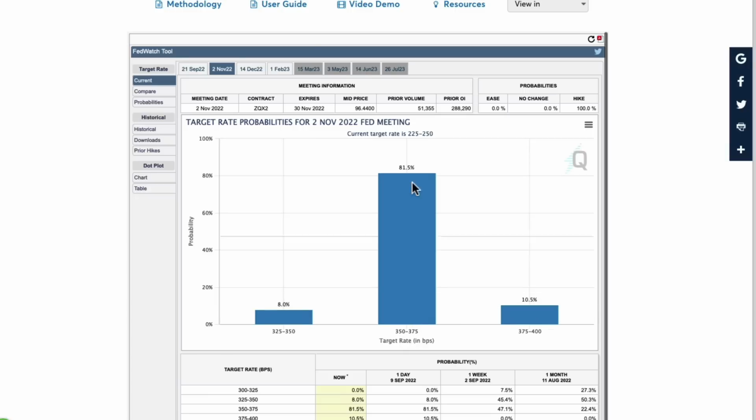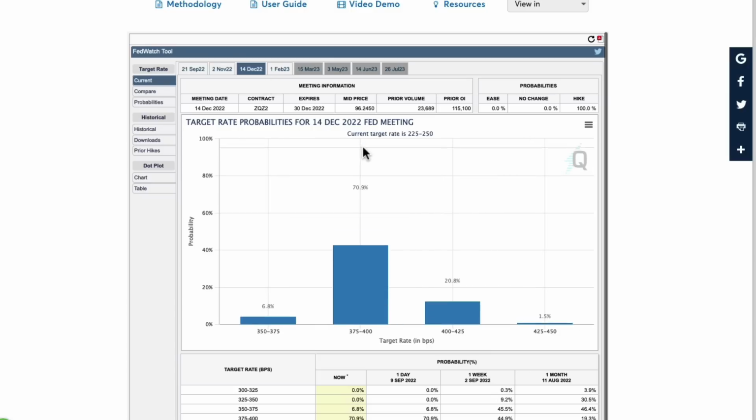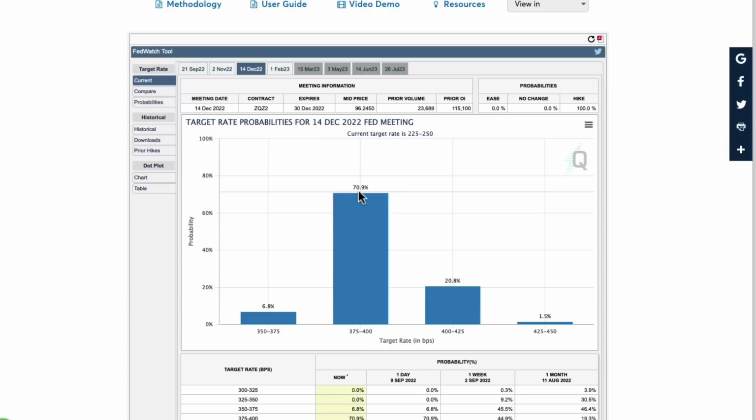And there we are, 350 to 375, 81.5. So we're looking at a 75 followed by a 50. That's 125 basis points in those two meetings based on these bets right here. And if we go to December, the weight is on a 25 basis point move here, 71%, which is another 150 basis points from where we are now. So that short end of the curve is going to continue to increase significantly.